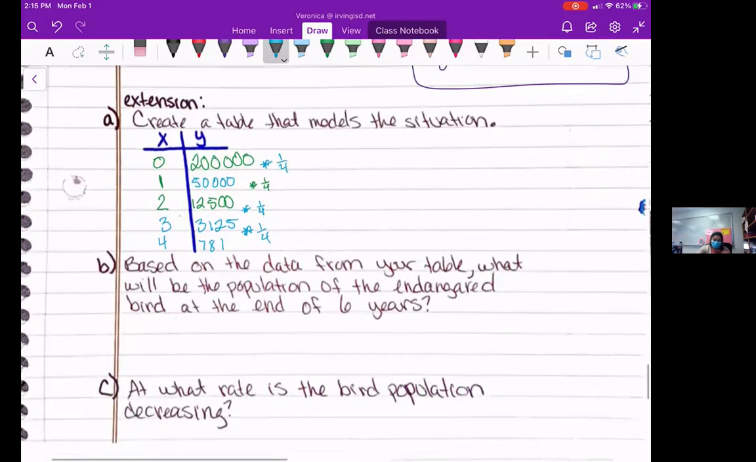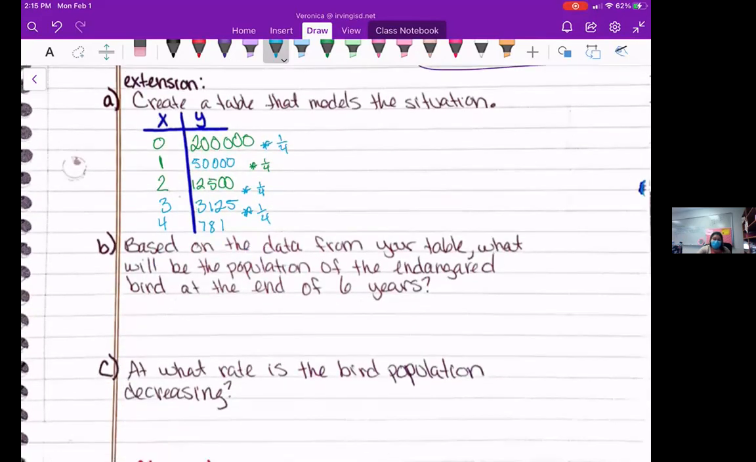So B, based on the data from your table, what will be the population of the endangered bird at the end of 6 years? So after 6 years, how many birds are gonna be left if y'all don't have your outline ready the way you're supposed to?